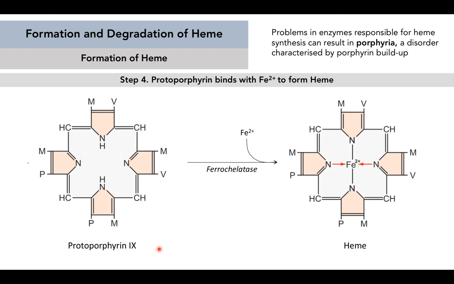In order to make it a heme, remember, we need to add the metal. And in order to add the metal, we need to perform a process called chelation using the enzyme ferrochelatase to make a heme group.